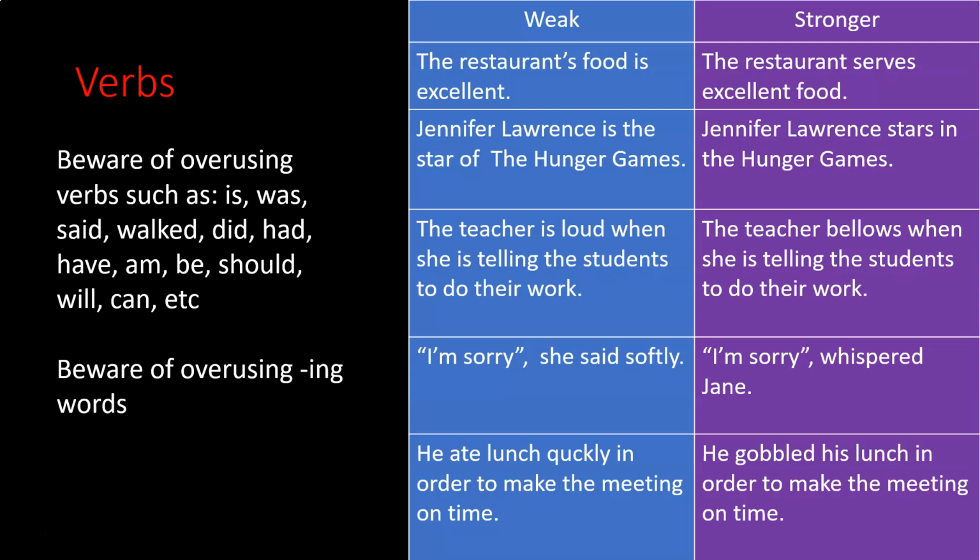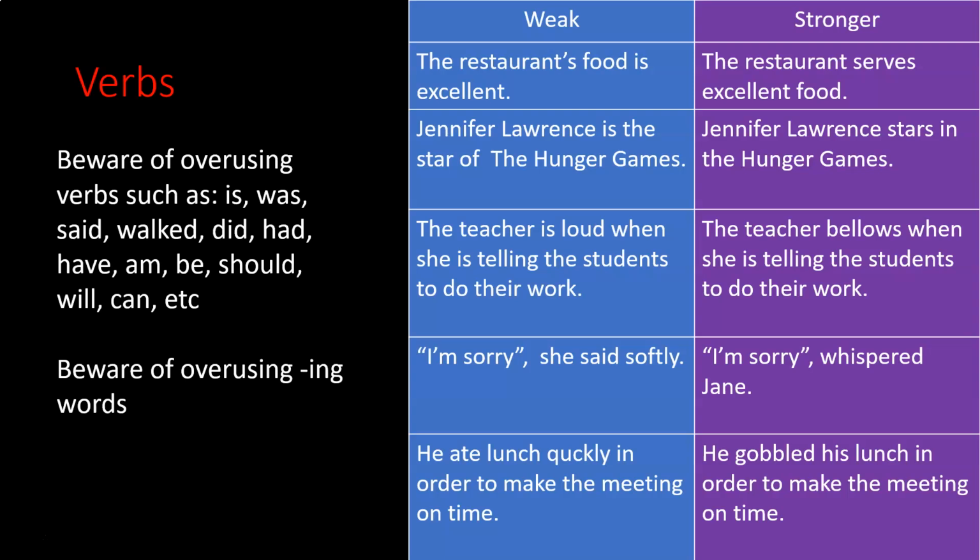So, first example: the restaurant's food is excellent. A statement of fact, or at least of opinion, very straightforward, and we're using that word is. Whereas: the restaurant serves excellent food. Much stronger here. It's showing a wider vocabulary, and a more realistic experience. Jennifer Lawrence is the star of The Hunger Games. Jennifer Lawrence stars in The Hunger Games. What we're doing here is trying to avoid that repetition of the is, because that's what the tiring piece is.